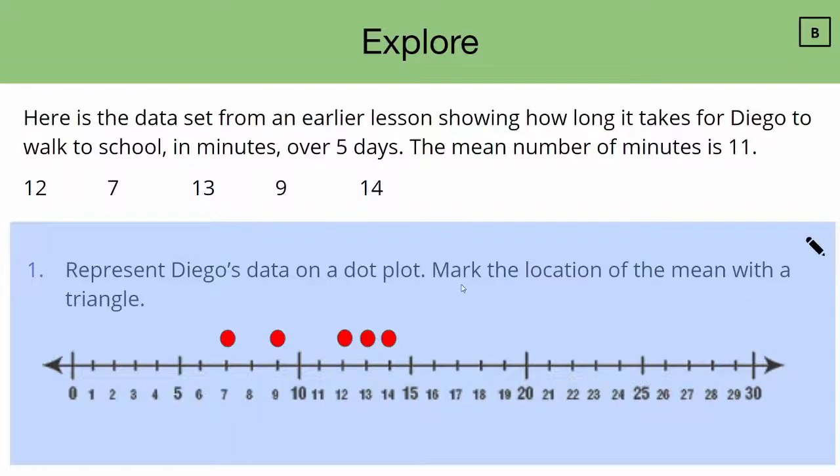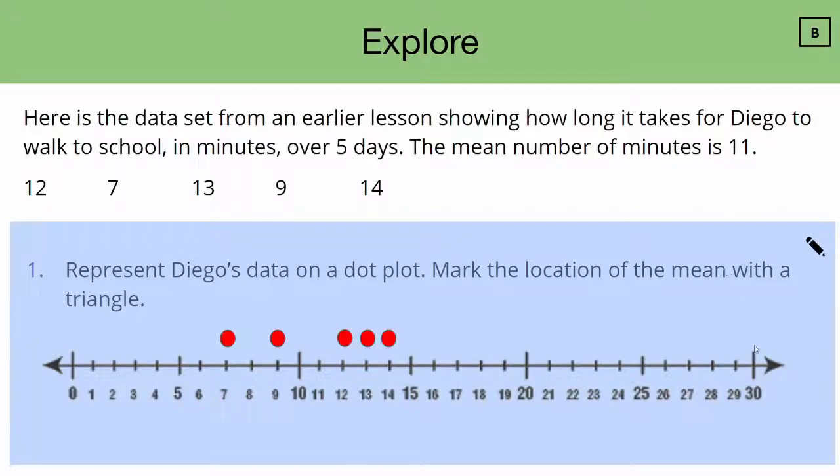Now, they're telling us to mark the location of the mean with a triangle. Before we do that, please pause this video and let us know, what does that even mean? Alright, welcome back. If you said the mean refers to the average number of minutes that Diego spent walking to school, which in this case is 11 minutes, then you are correct.